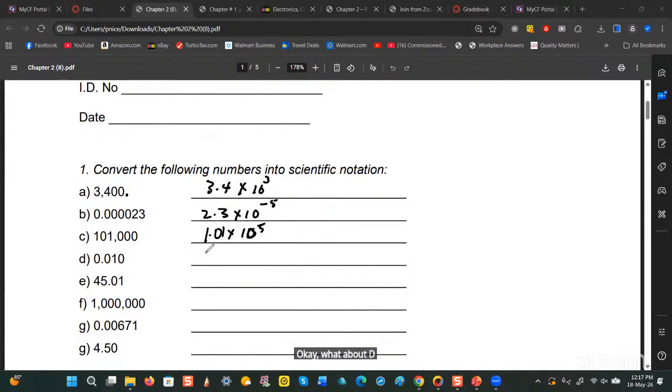What about D? 1.0 times 10 to the negative 2. 1.0 times 10 to the minus 2. Very good. What about E? 4.501 times 10 to the first. 10 to the what? To the 1. Okay, I agree with that. Okay, what about F?